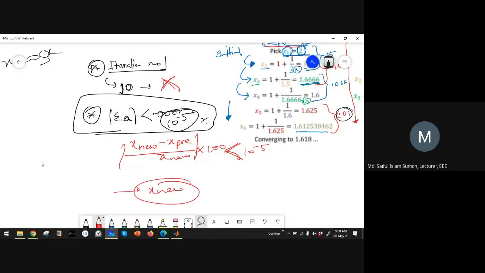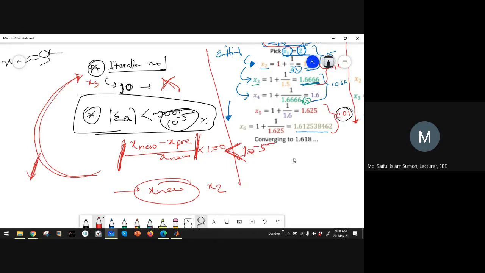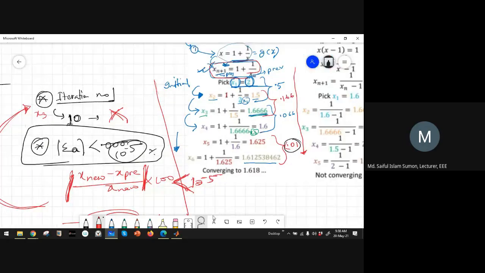But if the error is not less than 10 to the power minus 5, then I will go for another iteration and find another value of x. Suppose x new was x2, then I will find x3. Like this, no problem. This method is actually in your lab sheet, and I am going to elaborate on it in your lab sheet, no problem.